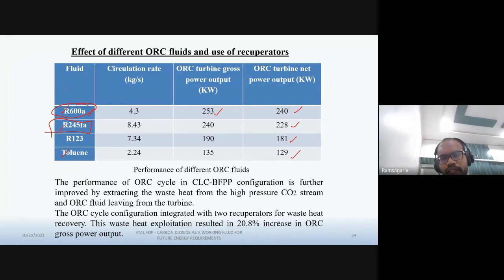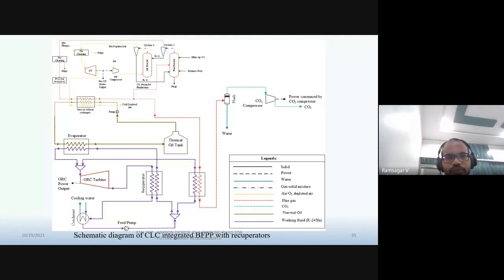The performance of the ORC cycle is improved by extracting waste heat energy by using the recuperators. And ultimately, after waste heat extraction, the total CLC power plant efficiency is increased to 20.8 from 18 point something. So in this configuration, you can see the CLC integrated biomass fired power plant, equipped with recuperators.